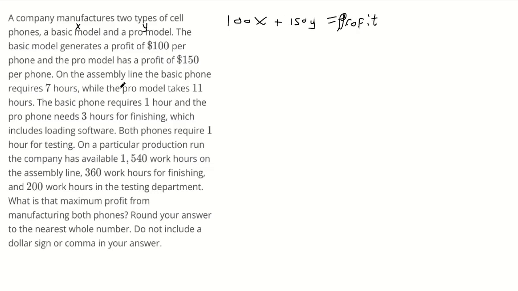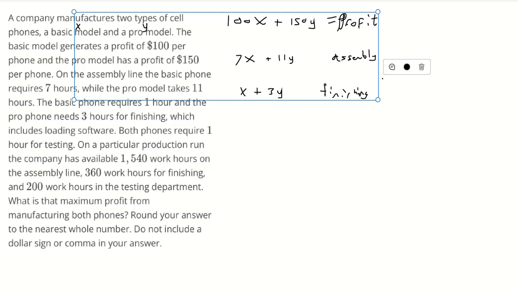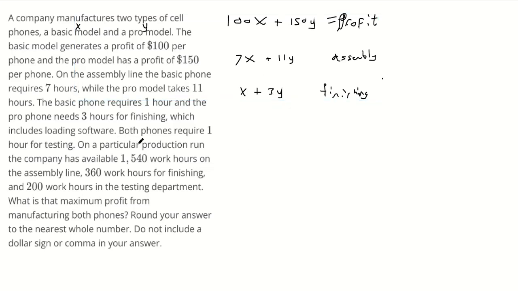On the assembly line, the basic phone requires 7 hours. So 7 times every number of phone for basic that's made, 7x plus 11y. This is assembly time. And the basic requires 1 hour, and the Pro phone needs 3 hours for finishing, which includes loading software. Okay, we don't care about that. Both phones require 1 hour for testing, so x plus y is testing.